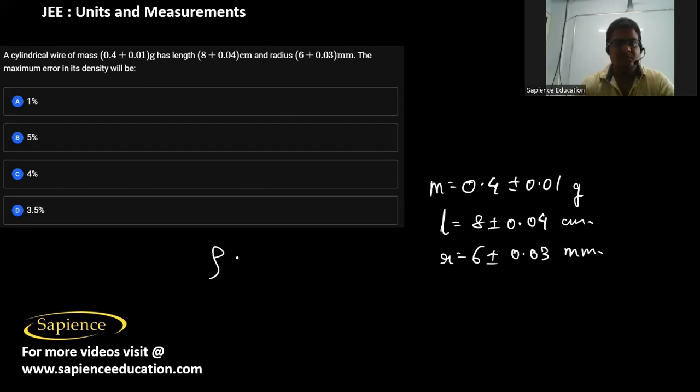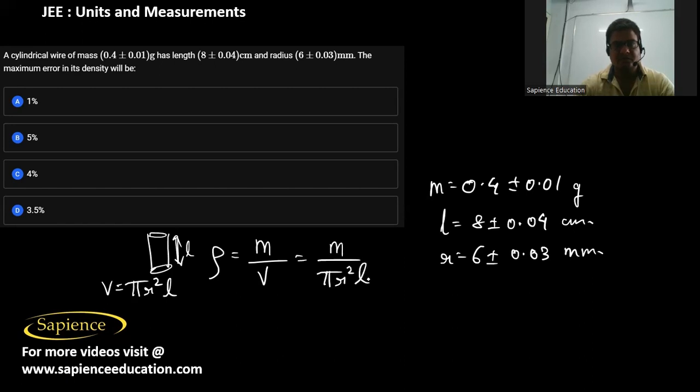So the density of the cylindrical wire, so we have a cylindrical shaped wire. The density will be, as you know, mass by volume, and the volume of a cylinder we know is equal to pi r square into L, where L is the length of the wire. So that will be m by pi r square L.